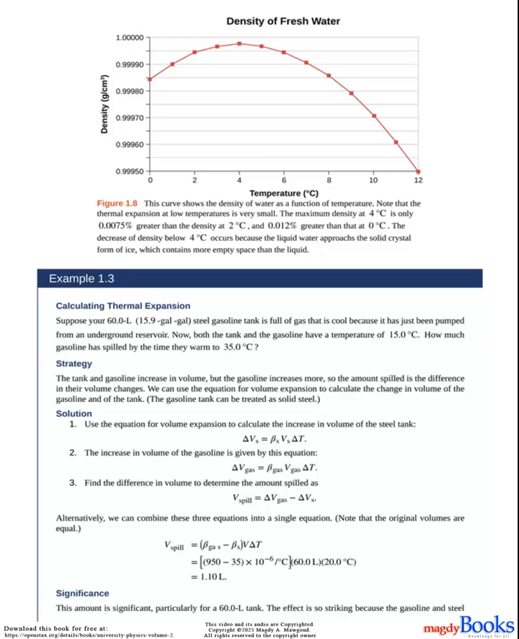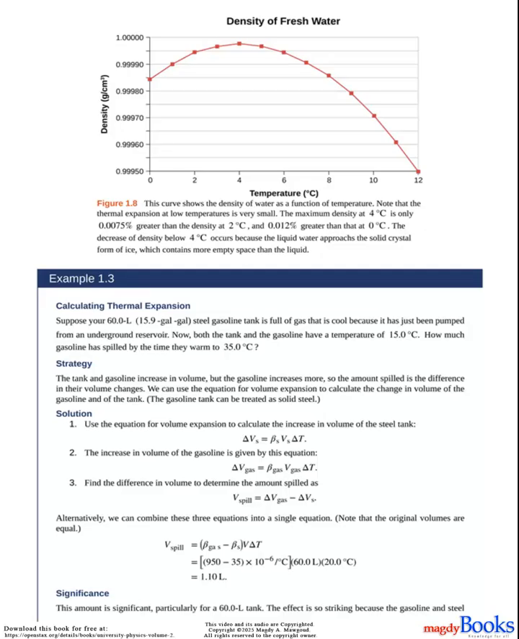Temperature, degrees Celsius. Density, gram per centimeter cubed. Figure 1.8. This curve shows the density of water as a function of temperature. Note that the thermal expansion at low temperatures is very small. The maximum density at 4 degrees Celsius is only 0.0075% greater than the density at 2 degrees Celsius, and 0.012% greater than that at 0 degrees Celsius. The decrease of density below 4 degrees Celsius occurs because the liquid water approaches the solid crystal form of ice, which contains more empty space than the liquid.